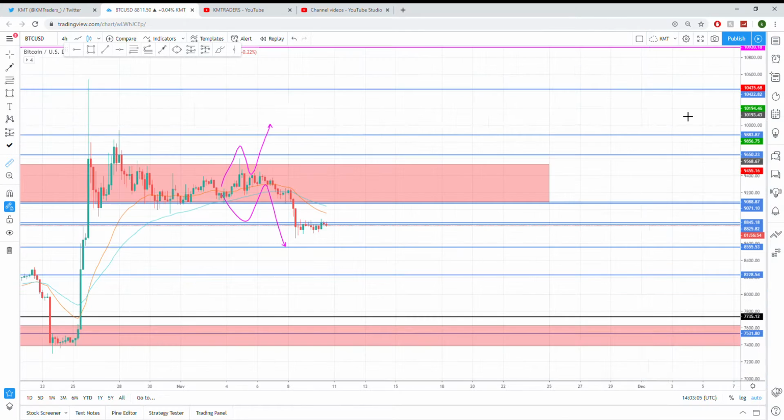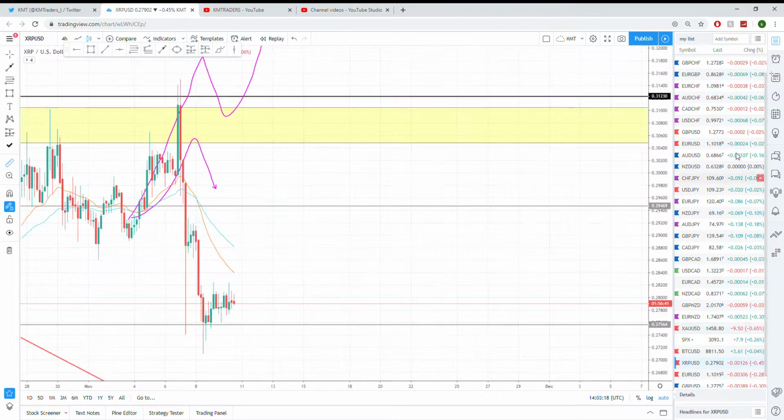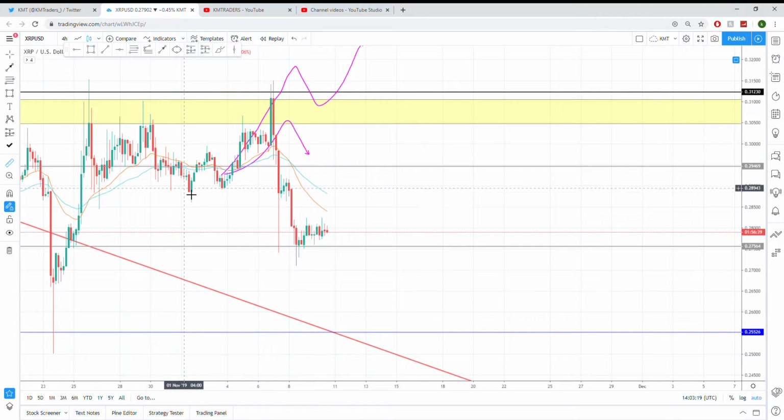I don't think there was too much on the cryptocurrency side. Bitcoin making that push to the downside, nothing too drastic here. I think Ripple had a bit of push to the downside. Yeah, so we had that push straight into our reversal zone with that firm rejection of the monthly, which gave the indication that we were selling low.